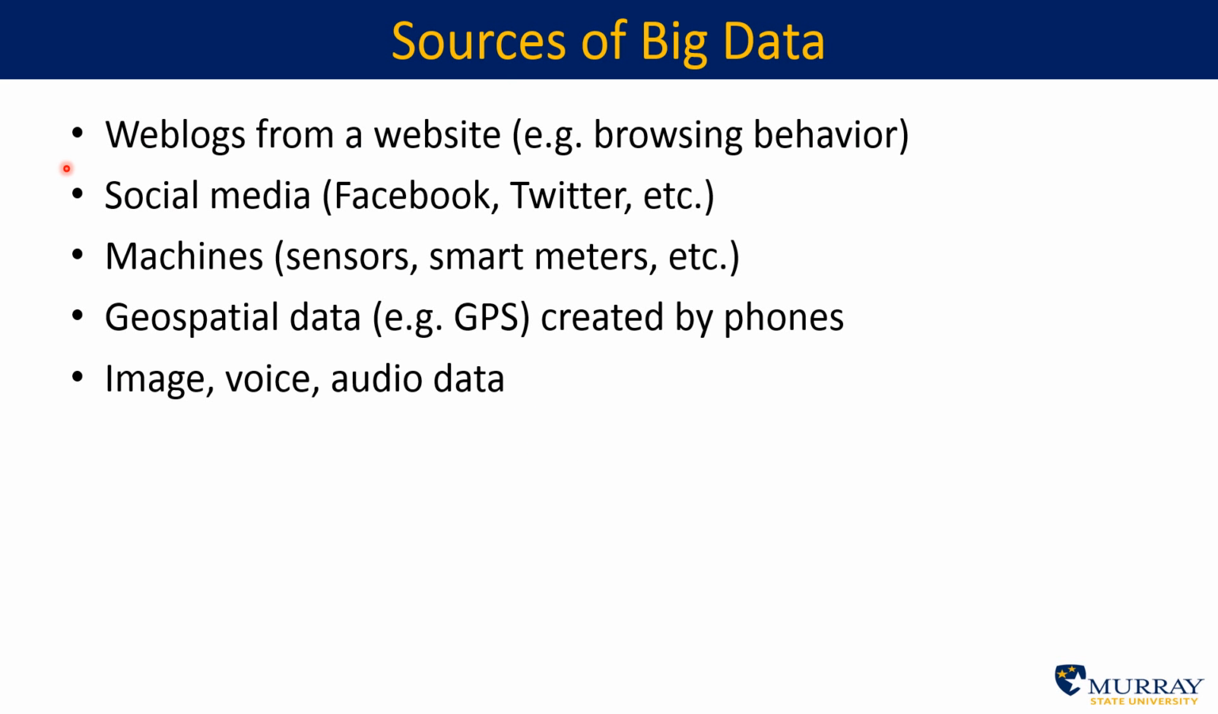So just to enumerate the sources of big data a bit more, big data can come from web logs from a website, meaning a website logging all the interaction or browsing behavior of users, from social media, from machines like sensors, smart meters. A specific interesting subset of machine data is GPS data, created by phones, location-based data, and then also image, voice, and audio data. So all those things, they comprise those big, complex data sets that many organizations nowadays are sitting on.